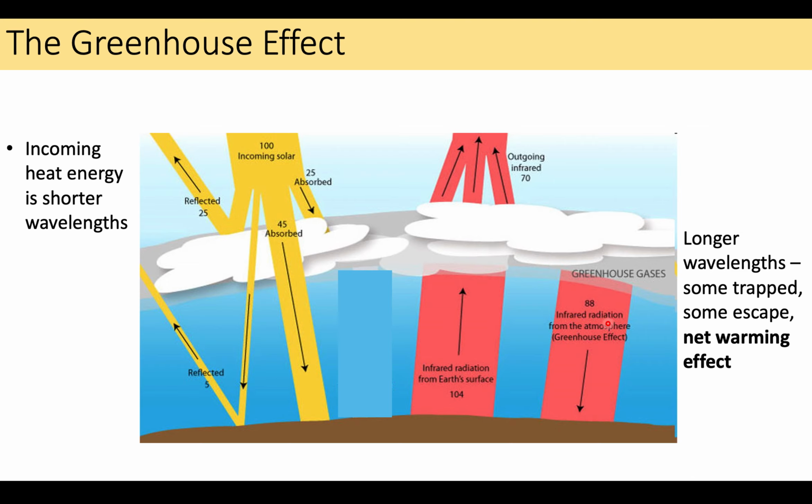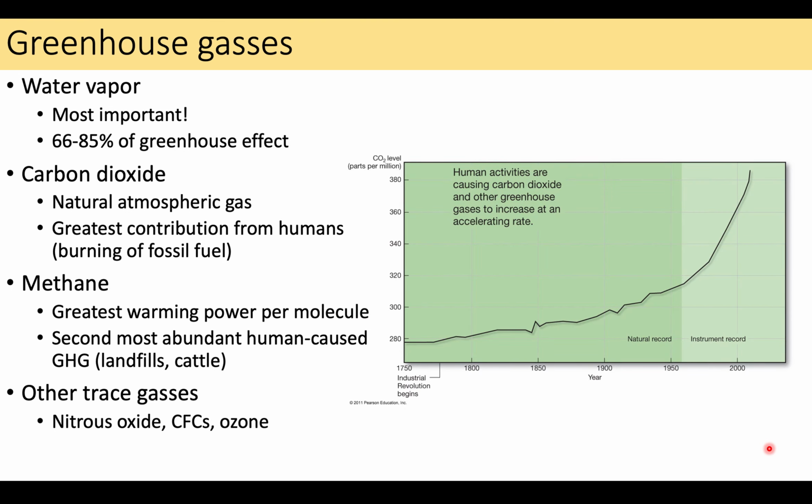So the fact that we have these greenhouse gases capturing some of the heat that Earth is trying to get rid of, we have what we call a net warming effect. So overall, our atmosphere is warming. So what are these greenhouse gases?